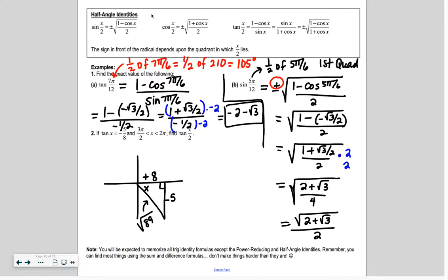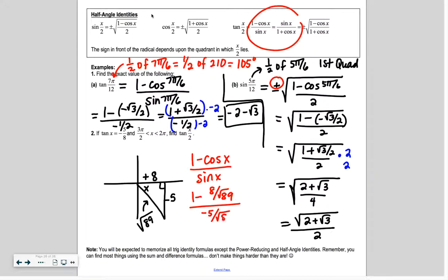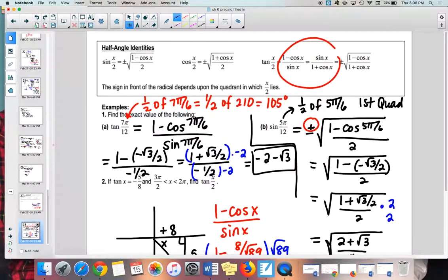So you'd say, oh, tangent of x over 2, I'm going to use one of these formulas. And then like cosine, so it'd be 1 minus cosine of x all over sine of x, which is going to be 1 minus cosine, adjacent over hypotenuse, all over sine, which is opposite over hypotenuse. So you would clear those fractions by multiplying by the square root of 89. So it would give you the lovely answer of square root of 89 minus 8 all over negative 5. And that would be it. Gross, huh? All right, so that's the half angle stuff too.